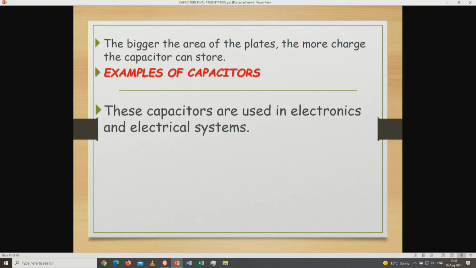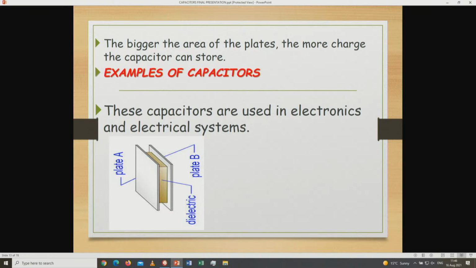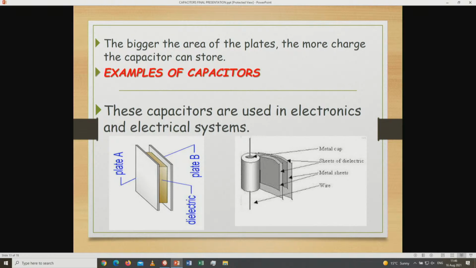Now, examples of capacitors. These capacitors are used in electronic and electrical systems. Here's an example of a capacitor. It's a parallel plate capacitor, with plates of area A and area B, which are equal and separated by a dielectric in between. As you can see, there's a distance of separation in between. There is a dielectric which serves as an insulator. And the same thing happens with cylindrical ones.